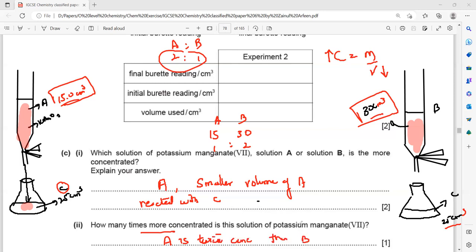Is it clear, this one? How we work out the concentration ratio? Yes, sir. Clear. Yes, sir. Okay.